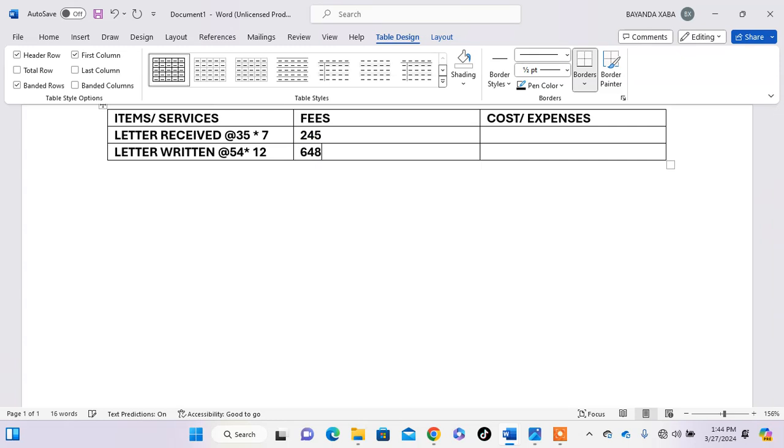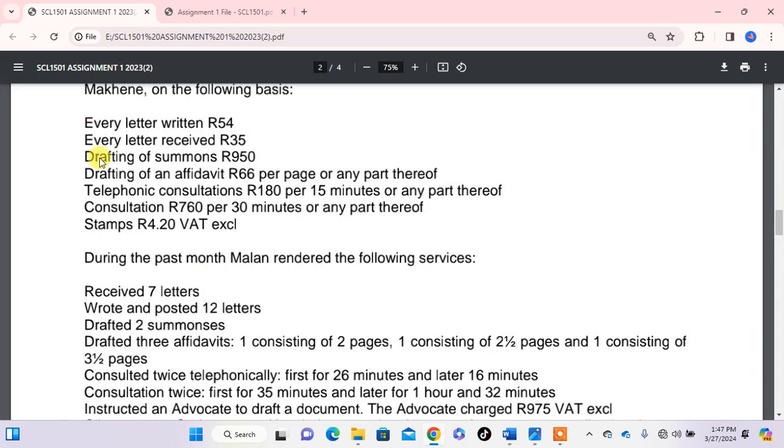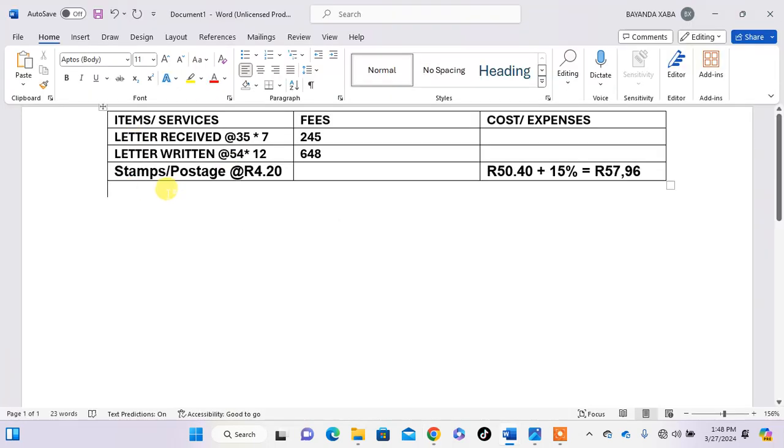Don't forget that when you write a letter, it means that you wrote a letter and posted it. When you posted a letter, it means that you posted it with a stamp. All right? So the stamp is 4.20 VAT exclusive. We'll put a stamp for the postage, which is 4.20 rand, times 12, which is 50.40 plus 15% interest, 15.96.